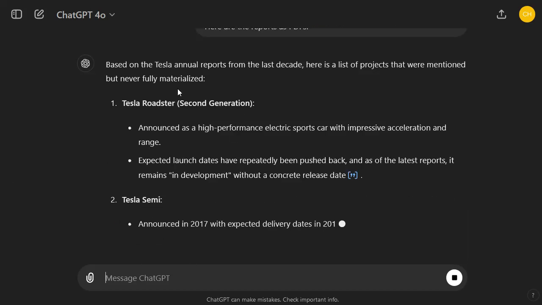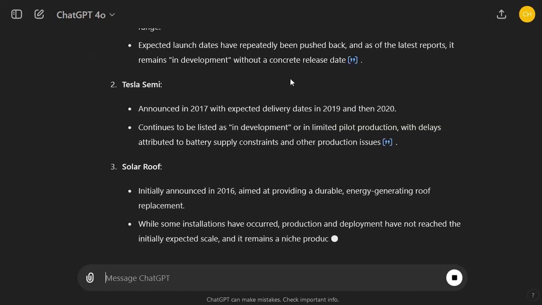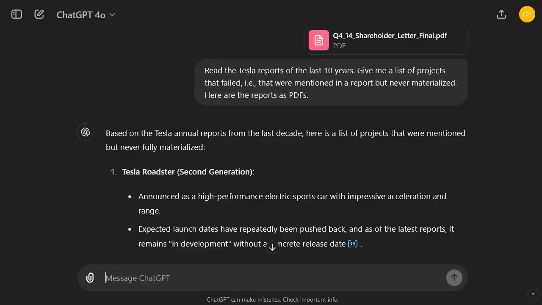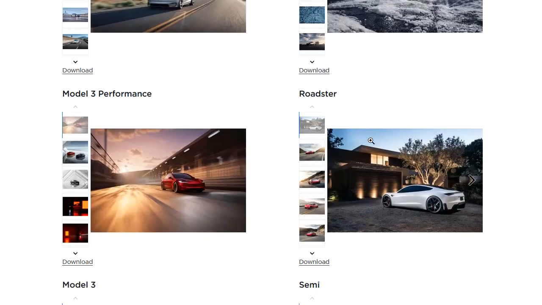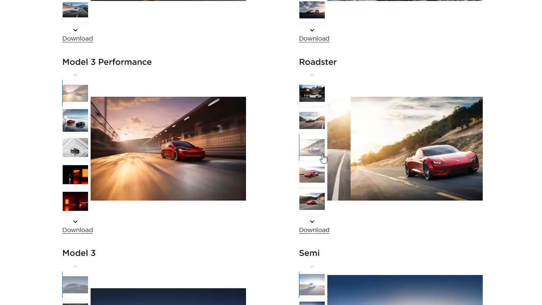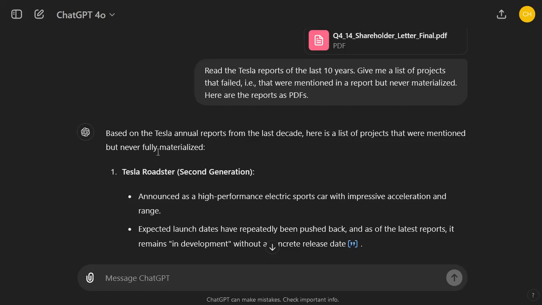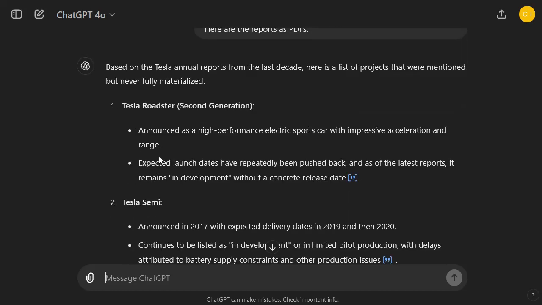Tesla Roadster second generation, announced as a high-performance electric sports car with impressive acceleration and range. Expected launch dates have repeatedly been pushed back, and as of the latest report, it remains in development without a concrete release date. Okay, so the first generation, we see the Tesla Roadster is this sports car here, but they are right actually. This second generation Roadster looks really beautiful. Maybe they only have the prototype, but they don't have the final product. This is great. I mean, this is so great to get to this information, right? You could not otherwise get this information.